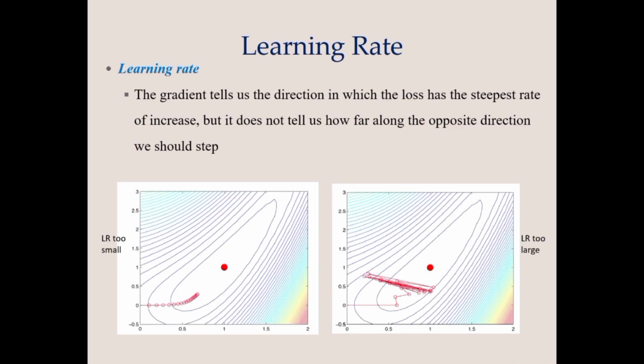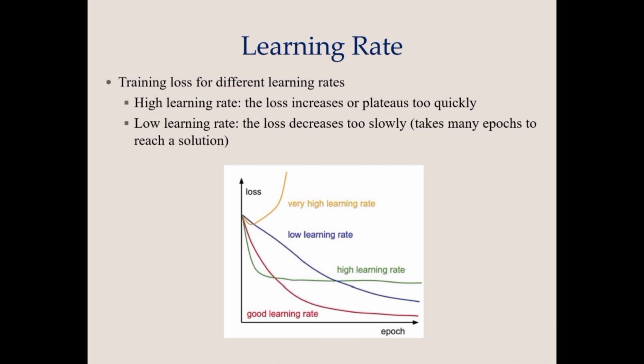So learning rate, an important thing. The gradient tells us the direction in which the loss has the steepest rate of increase. Choosing the learning rate, which we call the step size, is one of the most important hyperparameter settings for a neural network. If it is too small or too large, both cause problems in the output. When the learning rate is high, the loss increases. When the learning rate is low, the loss decreases too slowly. That depends upon the epochs we choose.